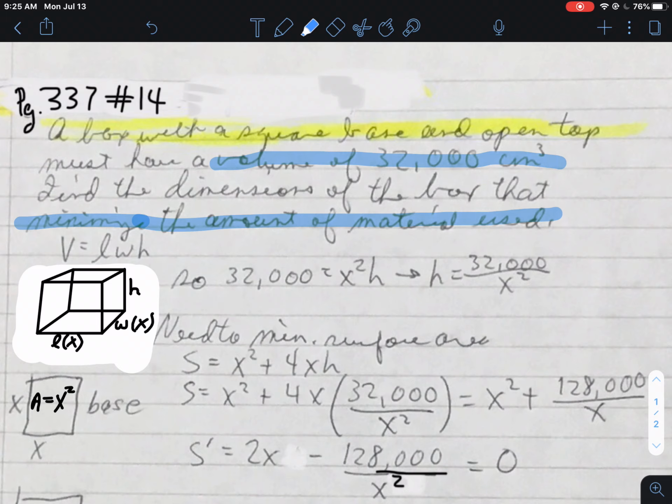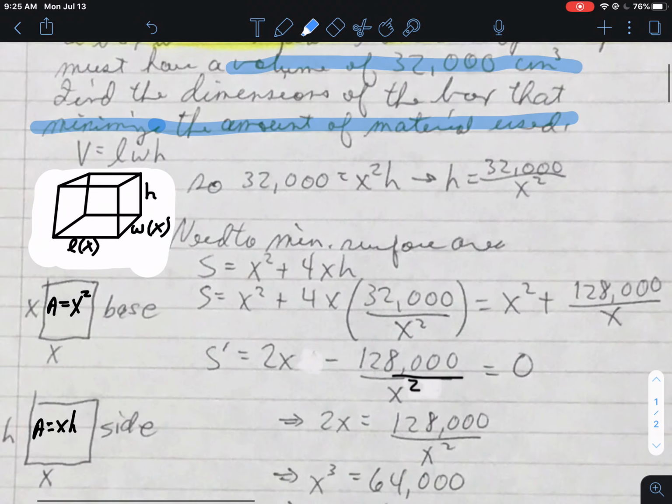All right, so what do we know? We know that the volume of this box is 32,000 cubic centimeters, so we can call that V. We also have a formula for calculating the volume of a box: length times width times height. Right? Now, the quantity that we're trying to optimize in this case, let me start there. We're trying to minimize the amount of material used, so we're trying to minimize our surface area.